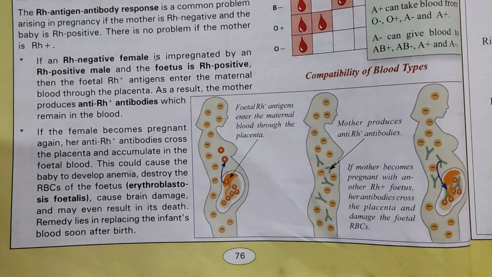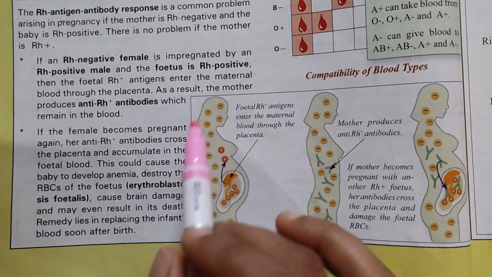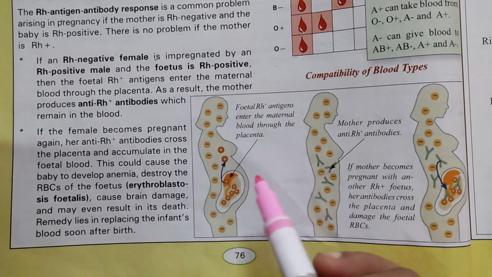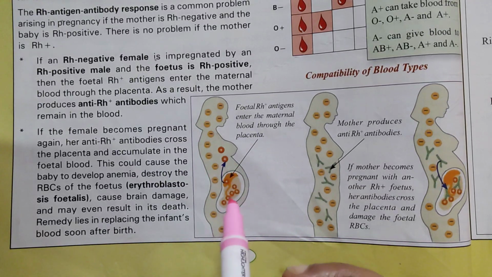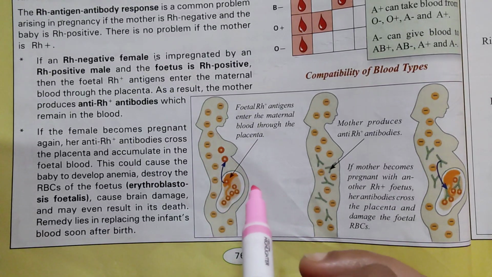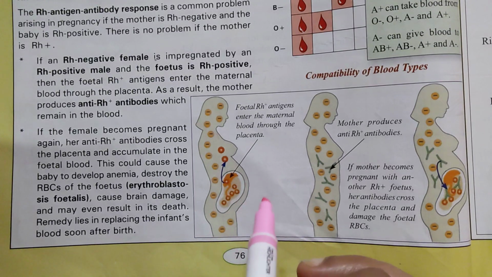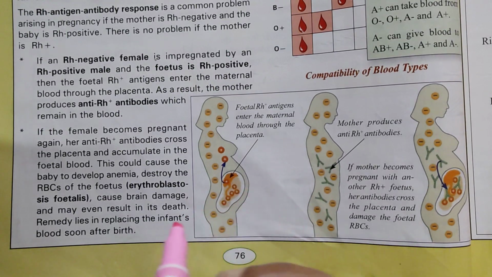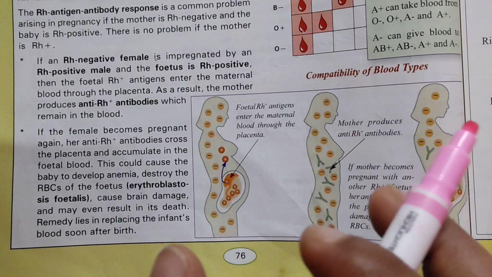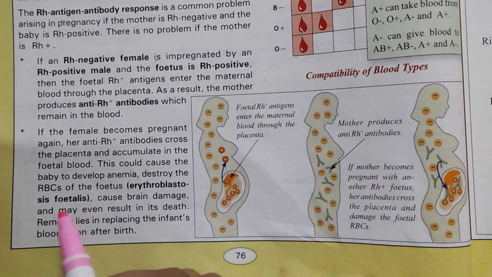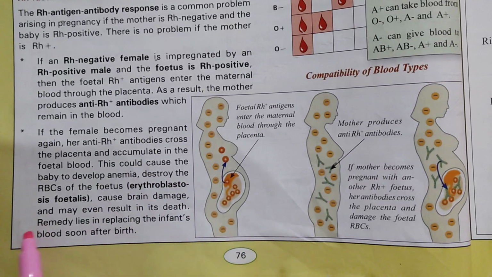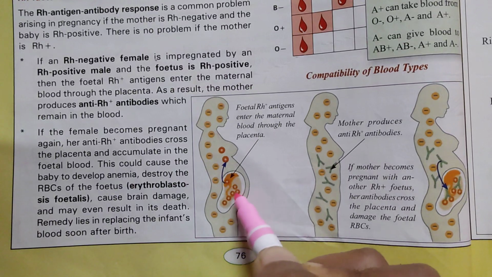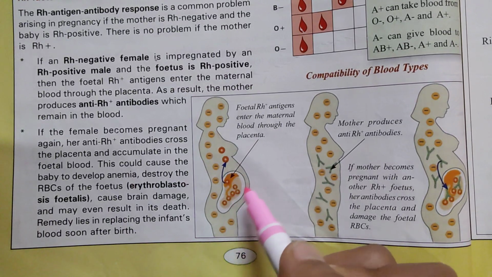In the first pregnancy nothing happens, but in the second pregnancy the body already has the antibody. So the antibody positive passes through the placenta to the baby, and the baby's erythrocytes, the RBCs, will be destroyed slowly, leading to anemia. So what is this condition known as? Erythroblastosis fetalis. Here, in the fetus, the erythrocytes are destroyed.